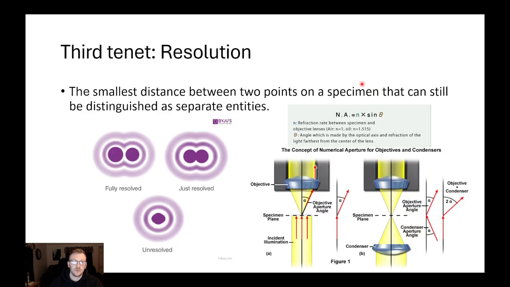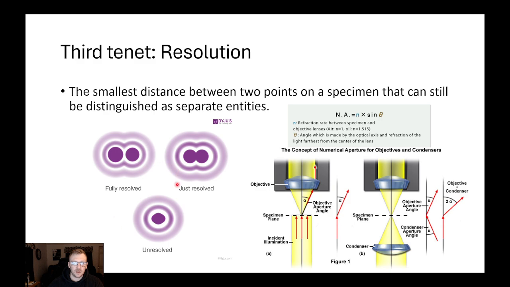All right, third tenet, resolution. Like I said, this is probably the most important aspect of microscopy that is by far the least utilized and least understood, but is probably the most important thing you're going to use. So resolution is the ability to tell distance between two objects.